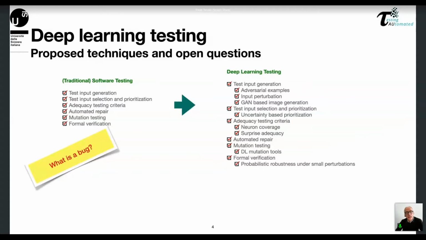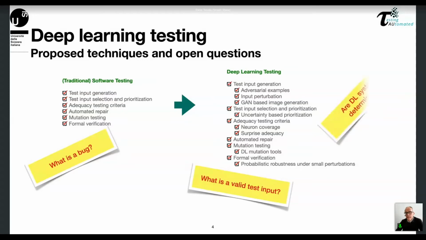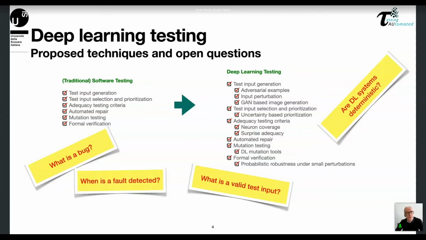Depending on the answer, you can have misconceptions and consequences on the experimental results that you get. What is a valid test input? Again, validity of test inputs is something that we don't care much about in traditional software. Maybe there's a precondition that checks it. We will see that this is very important for deep learning testing. Determinism of deep learning systems is an important property. Of course, we have non-deterministic software also in traditional software testing, but we will see that the non-determinism that we have here is quite peculiar.